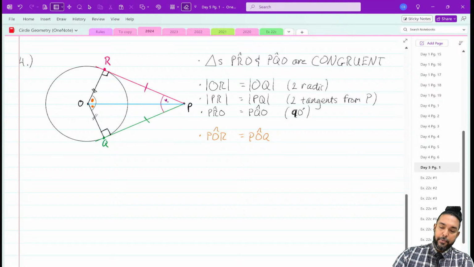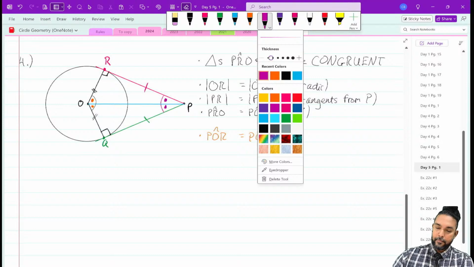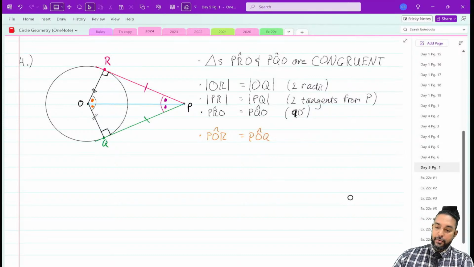And these two purple ones on the outside here, that's RPO, is equal to QPO.